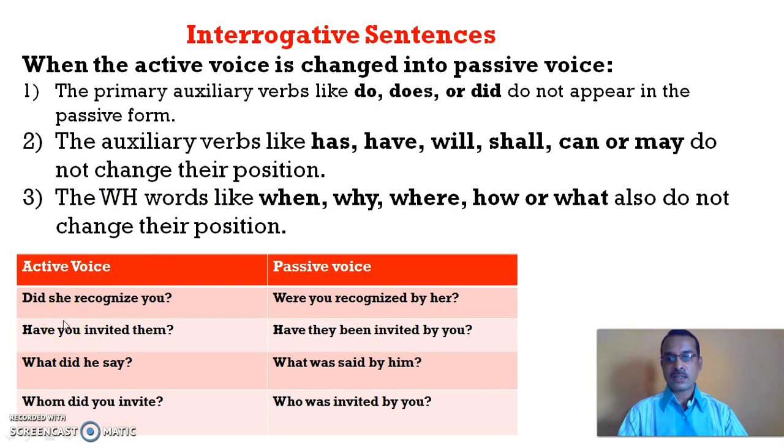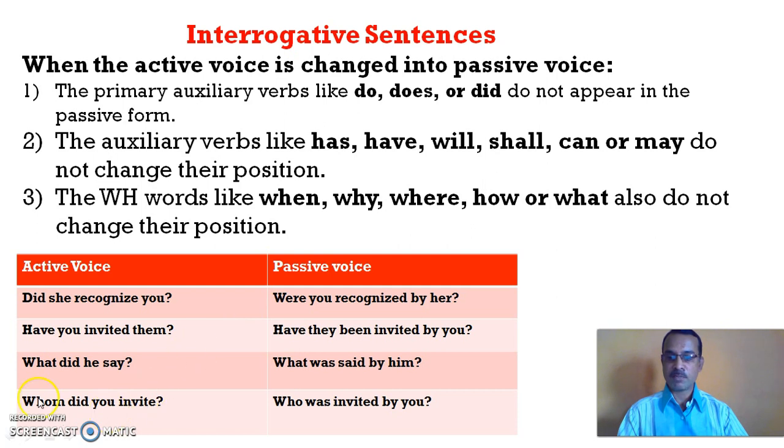After that, let us see how interrogative sentences are converted from active to passive voice. When the active voice is changed into passive voice, the primary auxiliary verbs like do, does, did do not appear in the passive form. The auxiliary verbs like have, has, will, shall, can or may do not change their position. The WH words like when, why, where, how also do not change their position. These are the examples of conversion of active and passive voice. You can easily identify the subject, verb and object of these sentences and practice it accordingly.